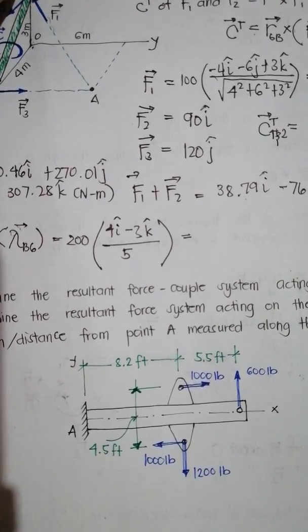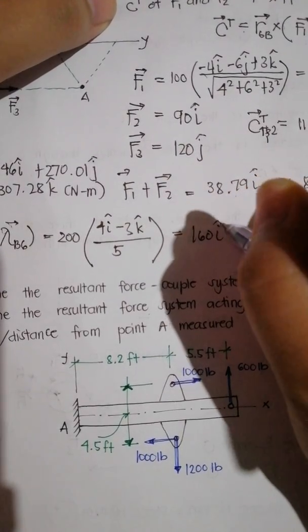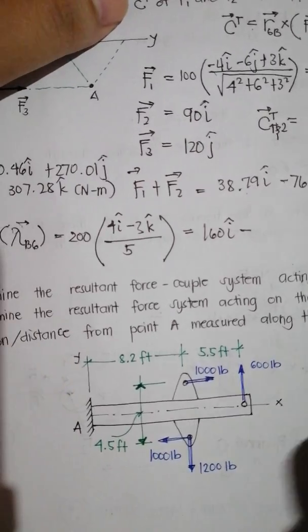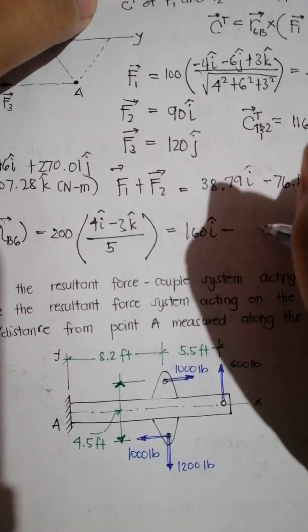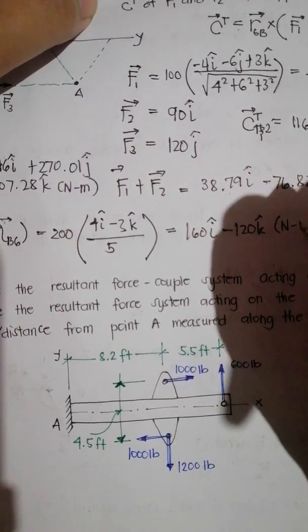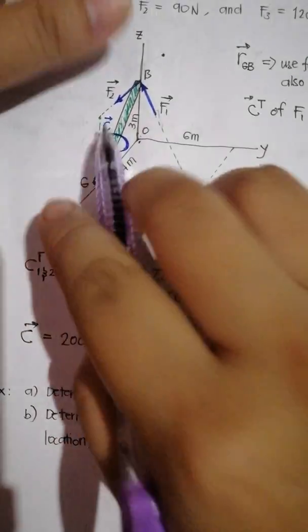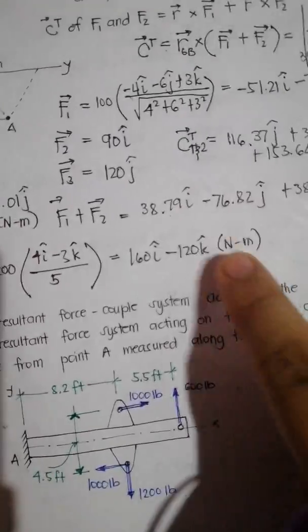So we'll have 200 times 4 over 5. That's 160 I hat. Then for k hat, that's 200 times 3 divided by 5. That's 120 k hat. So this is for the couple vector C. The vector notation is this one. So we could now have, we no longer have a space, but alright.